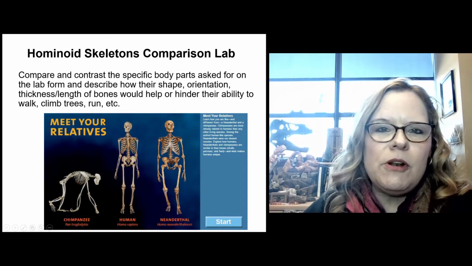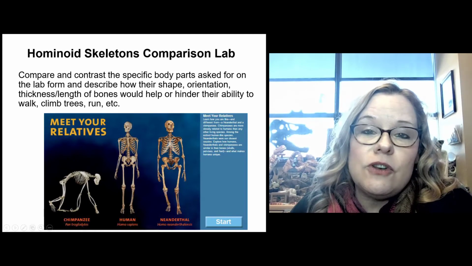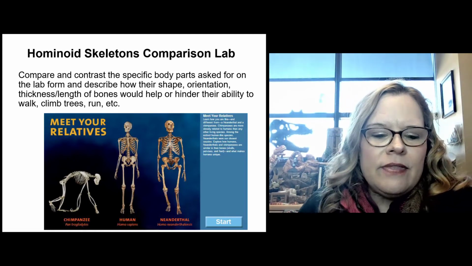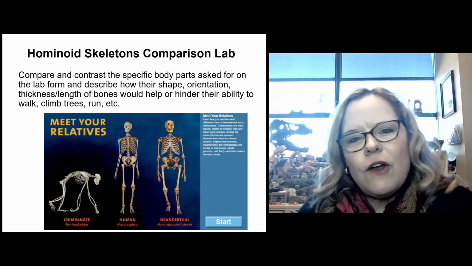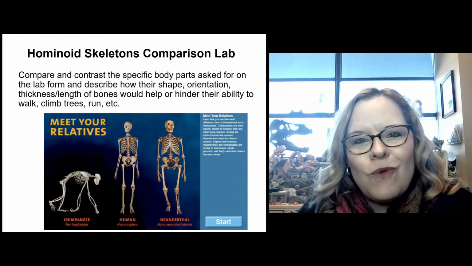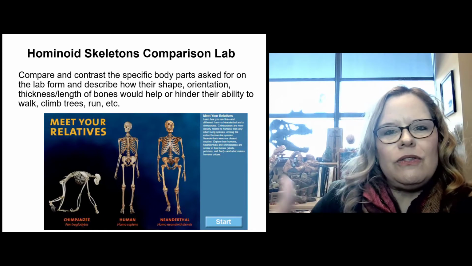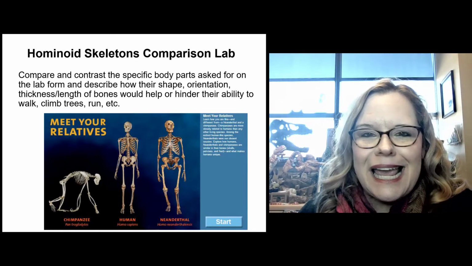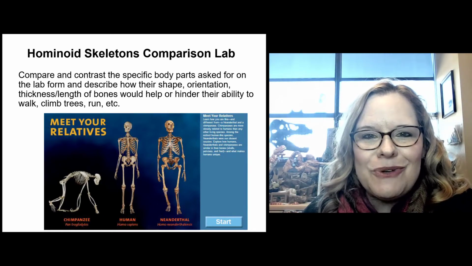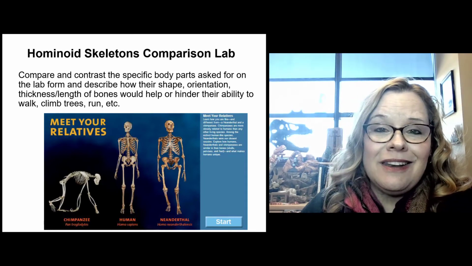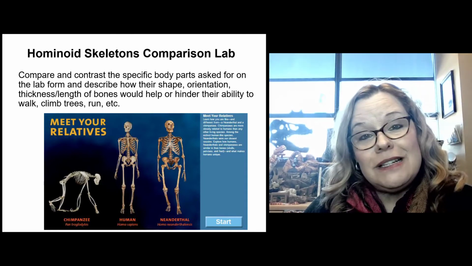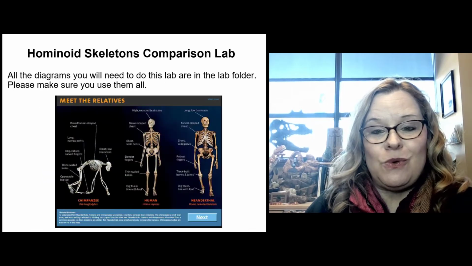Well, you pretty much know how a chimpanzee lives. If you don't, you should research that. Then you're going to be looking at various body parts. You can look at the lab form, and yes, you need to use the assigned lab form. And you'll be running through basically the same rundown that you did when you did the link between birds and dinosaurs. We're just using different species this time, which are hominoids.